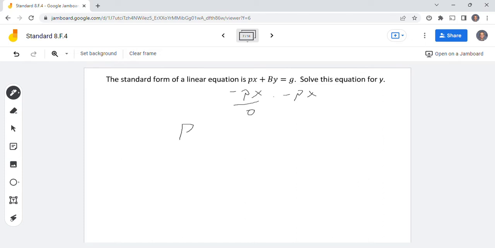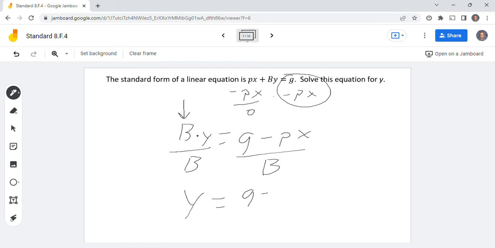That leaves us with by on the left-hand side. And these are not like terms on the right-hand side, so we just leave them separate. We're going to have g minus px. It is okay that we can't combine those. All we have to do now is get rid of this b, and since it's being multiplied to the y, we can undo that with division. So we're going to divide by b. On the right hand side, we need to make sure we divide everything. So we get g minus px over b, and we're finished. We can't simplify this any further. Nothing is like terms to combine, and we don't know what that division ends up being.